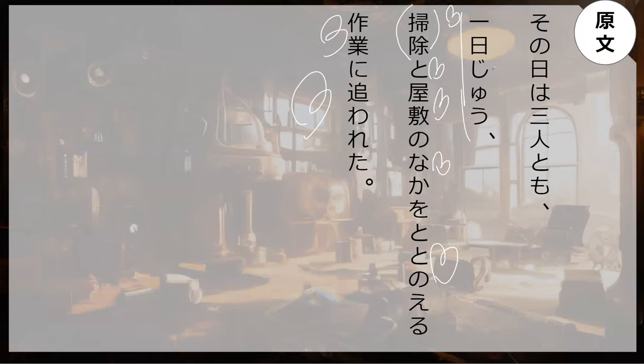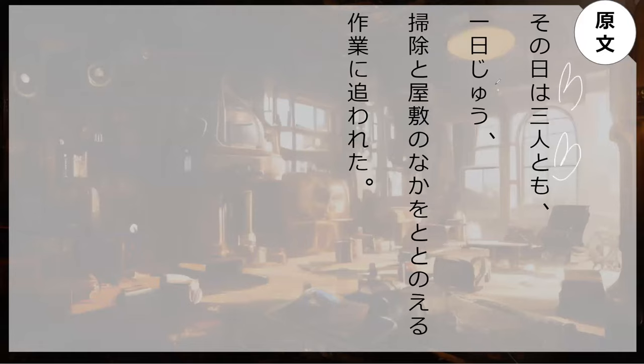Soji, to clean. It's just like to say tidying up the house and cleaning just works better in English. But soji means tidying up the house. Right. So on that day, the three of them together were busy with tidying up, were chased by the work of tidying up and cleaning the mansions the entire day. Perfect. Yep, exactly what that means.